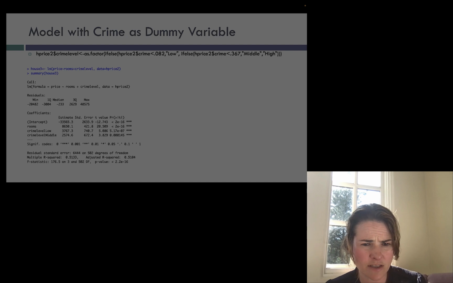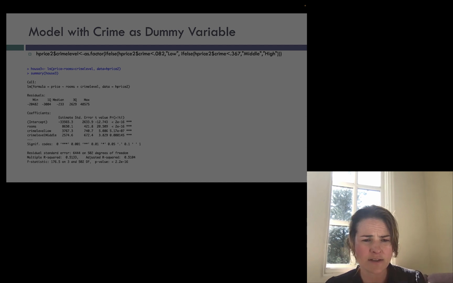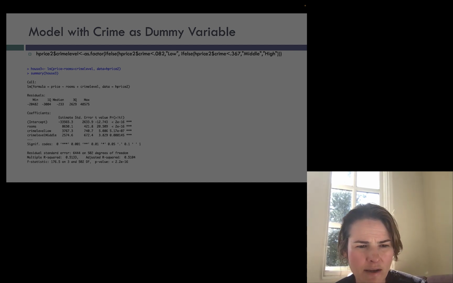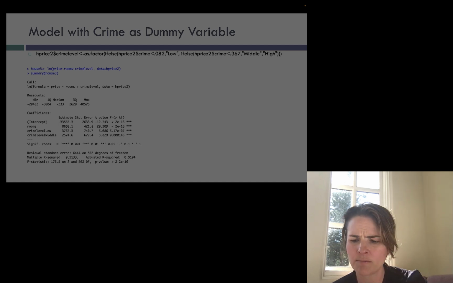So rooms, still a big, significant, positive impact. But now we have crime level low and crime level medium that also have that impact. These are relative to crime level high. So I let R make the choice of how to do it. And so what this would kind of tell you is that, right, it would allow you to use either of those to make a prediction.